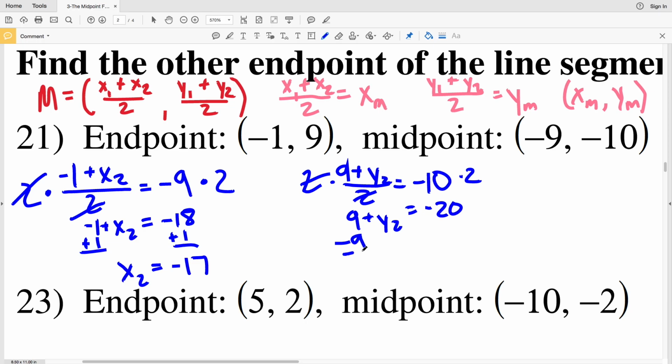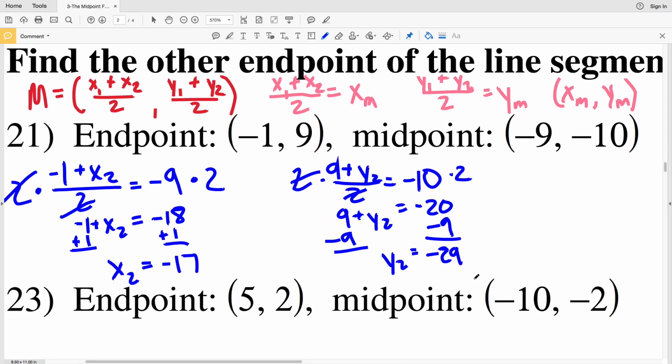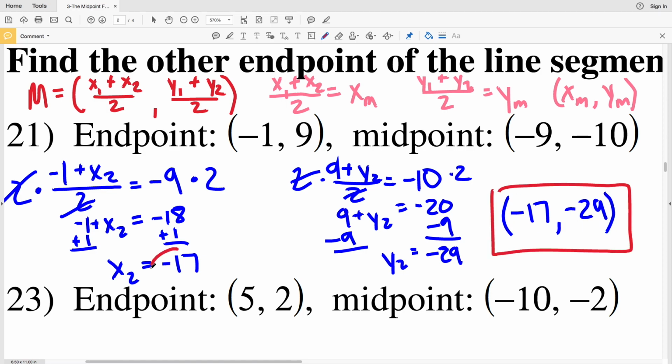Then all I have to do is subtract 9 from both sides to get that y2 is equal to negative 20 minus 9, which is negative 29. So now that I have x2 and y2, I can say that my other endpoint is negative 17, negative 29. Negative 17 and negative 29.